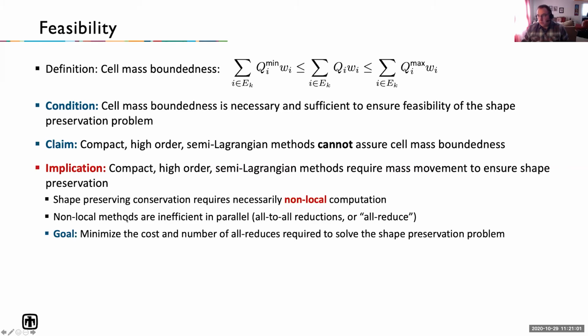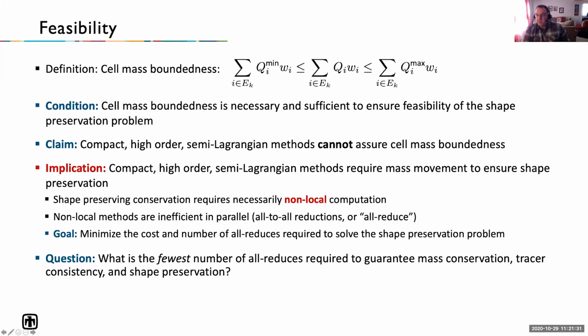In parallel computing, global coupling turns into global communications, which are bad. They are slow. And in particular, this one requires an all-to-all reduction or an all-reduce in MPI shorthand. So our goal with this process is, we want to keep high-order semi-Lagrangian methods because we want those large time steps. So we have to address this problem. So our goal is to minimize the cost and the number of these global communications. So the question is, what is the fewest number of all-reduces that can guarantee conservation and property preservation?